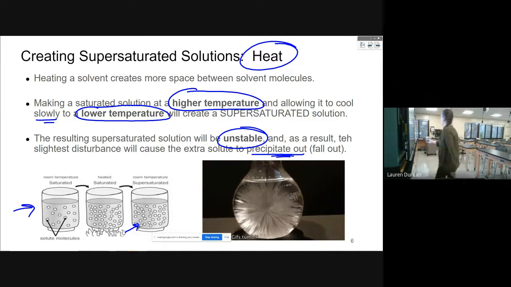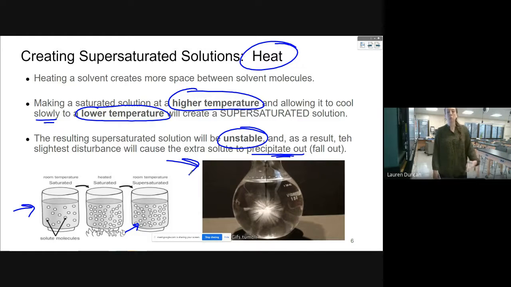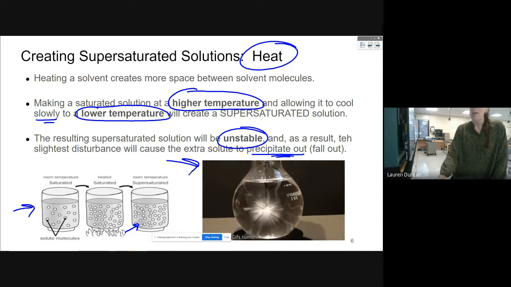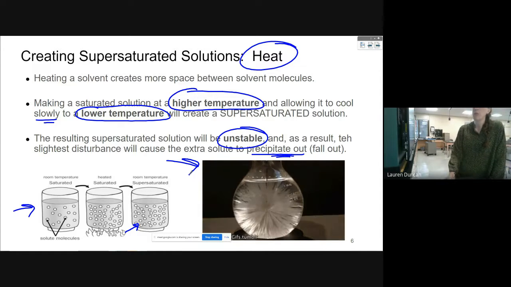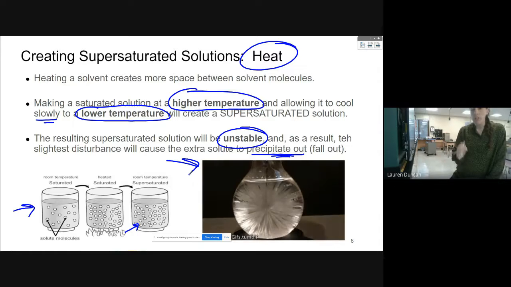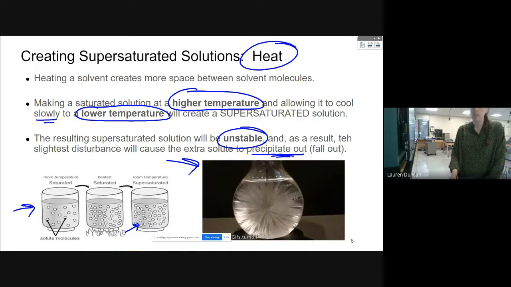And that's what this GIF over here on the right is showing. This is a supersaturated solution of sodium acetate. It was created at a high temperature, and then it was allowed to cool slowly to room temperature. What you see in the middle is the scientist introducing just one more crystal of sodium acetate, like a salt, into this supersaturated solution.